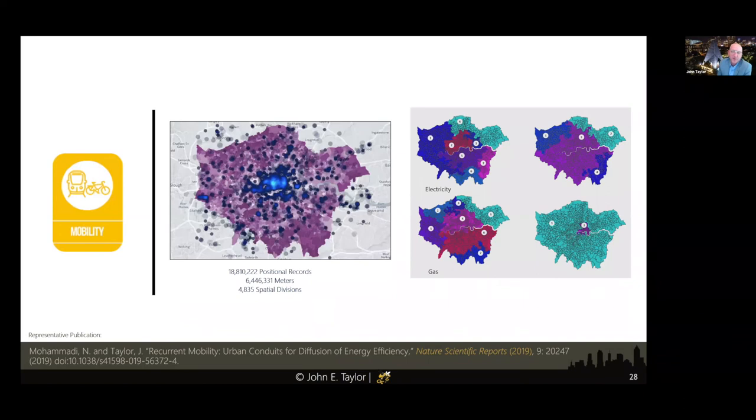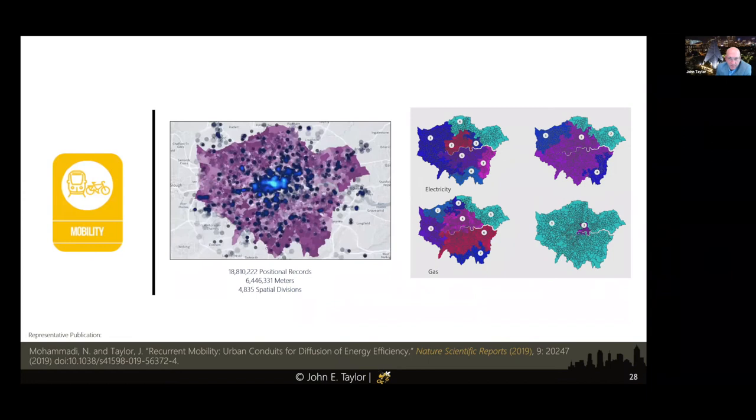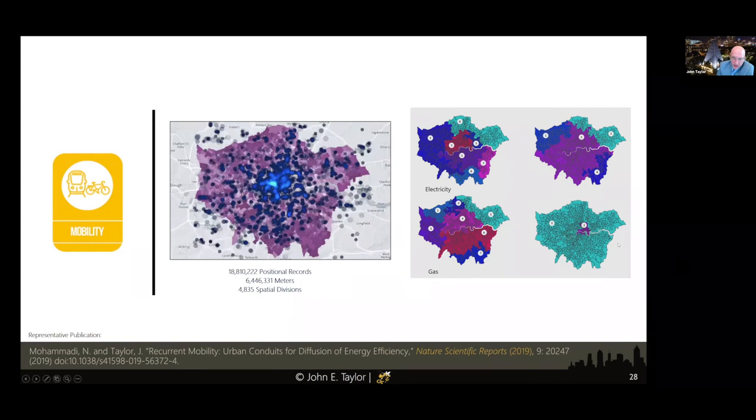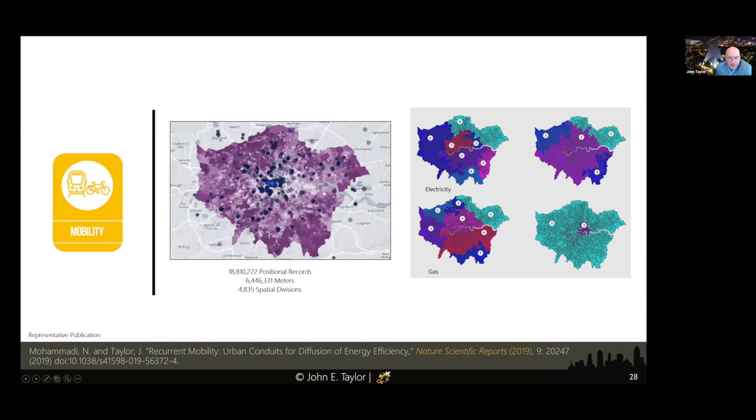Now I switch to mobility, which is the fourth of the strategic thrust areas of Smart City in Atlanta. And here you're seeing the blue dots appearing. These are positional records in Greater London over a period of a year. Actually, I don't think what is in this visualization is the whole year.